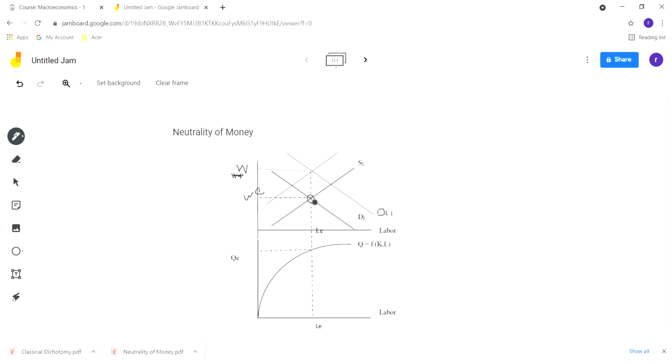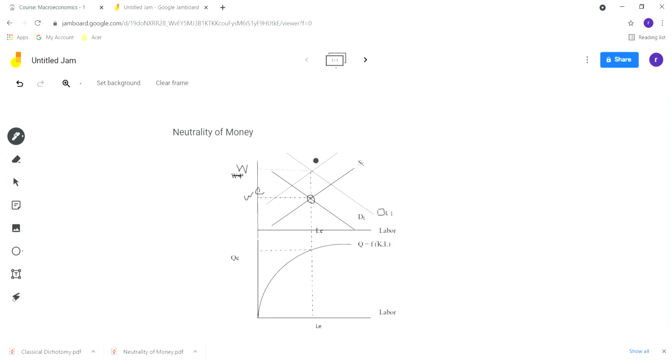Now suppose there is an increase in the money supply. We are examining whether money supply has any effect on the real variables. So we take a situation where we are increasing the quantity of money, and when quantity of money is increased, what happens?